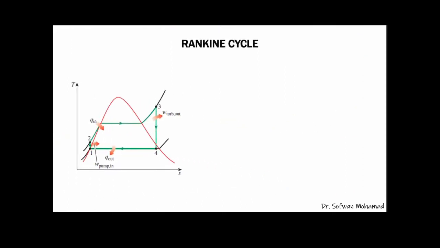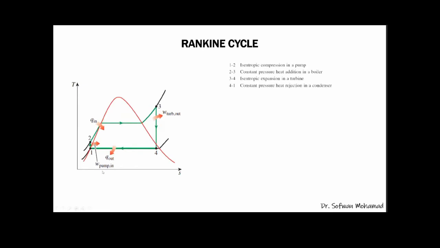And we look a little bit into each process in this cycle. From point 1 to point 2 is an isentropic compression in the pump, and point 2 to point 3 is constant pressure heat addition in the boiler. 3 to 4 is isentropic expansion in a turbine, and 4 to 1 is constant pressure heat rejection in a condenser.